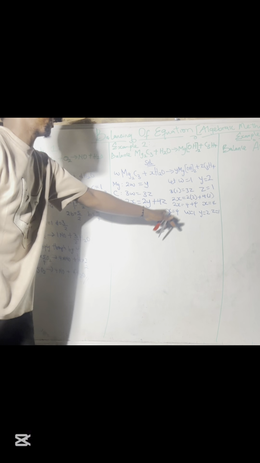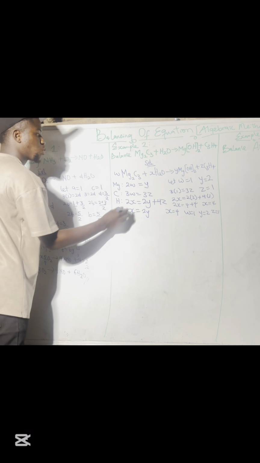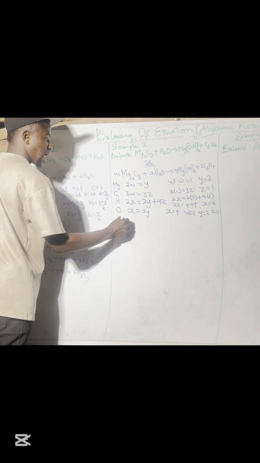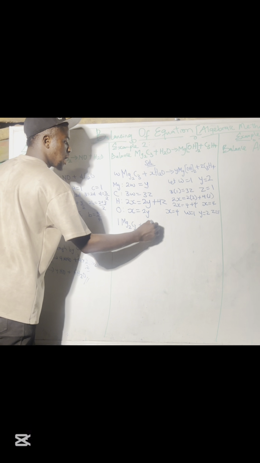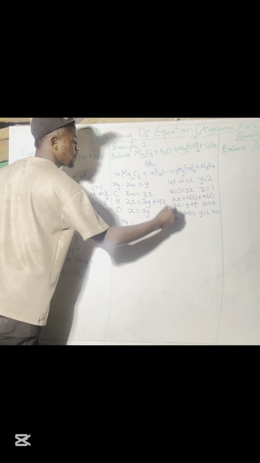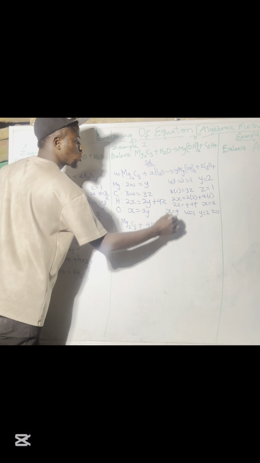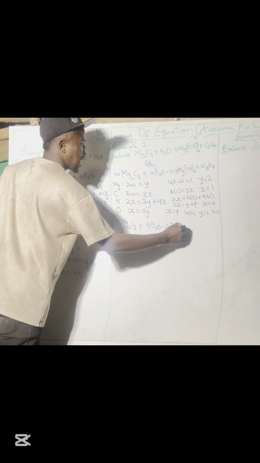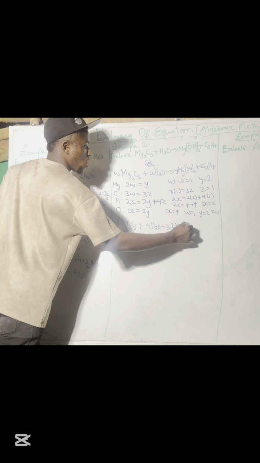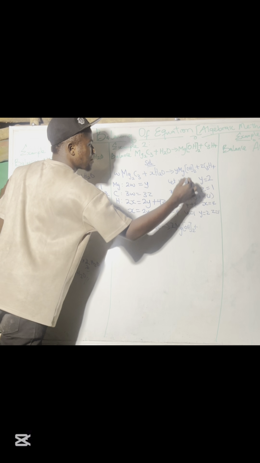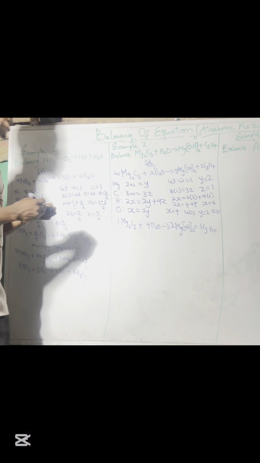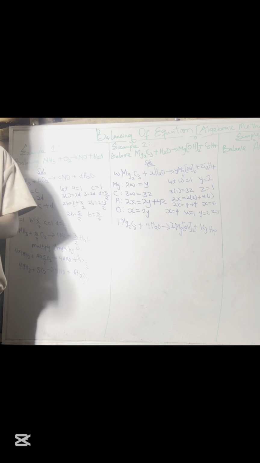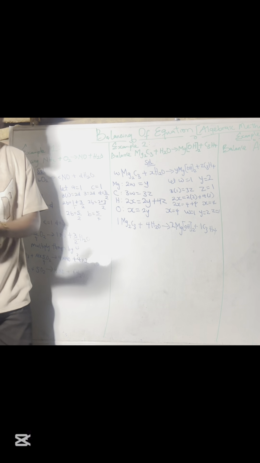Let me substitute all these coefficients into this equation. My W is 1, that will be 1 Mg2C3 plus my X is 4 H2O to give Y, my Y is 2, Mg(OH)2 plus my Z is 1, C3H4. Then guys, I'm going to check if truly this equation is balanced. If this equation is balanced, the number of atoms on the left hand side must be the same as the number on the right hand side.